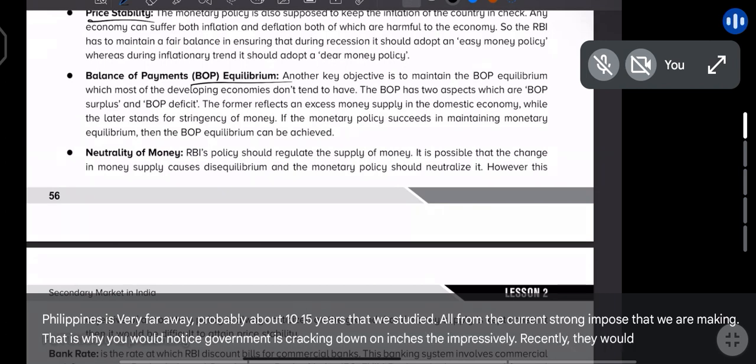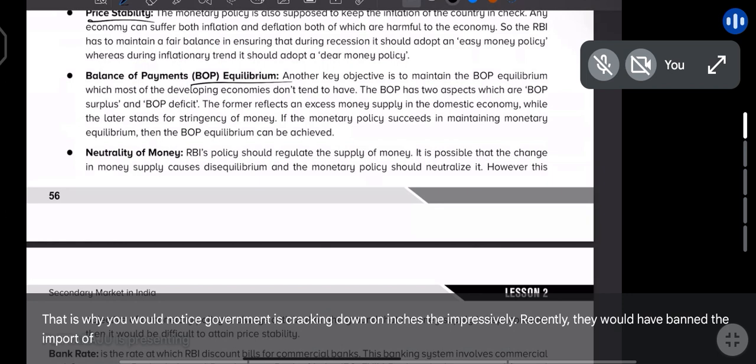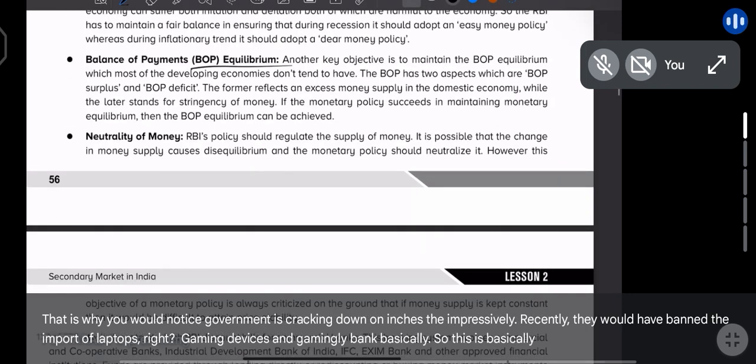Recently, they would have banned the import of laptops, right? Gaming devices and gaming equipment are banned basically. So this is basically to ensure that we import less and manufacture locally.